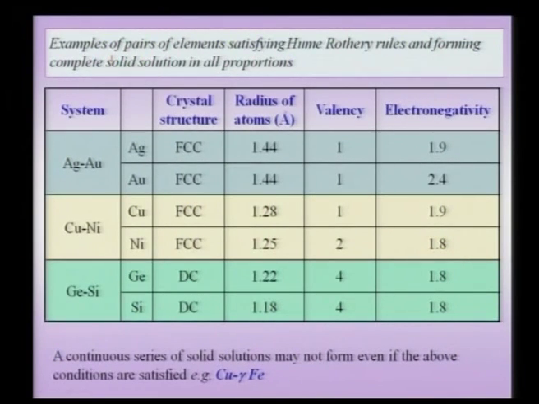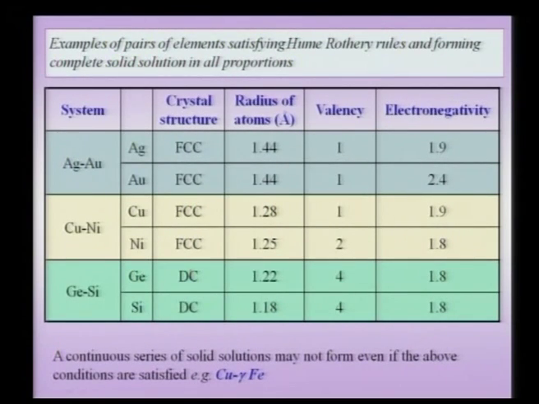That means I could take element A in 40% or 20% or 5% or 95% and add element B, which is of course the specific element here in this table, and I would get complete solid solubility. That means I would obtain a solid solution. These examples are silver, gold, copper, nickel, germanium, silicon, and you can see that the first two relate to an FCC solid solution. Germanium, silicon are both diamond cubic crystal structures.